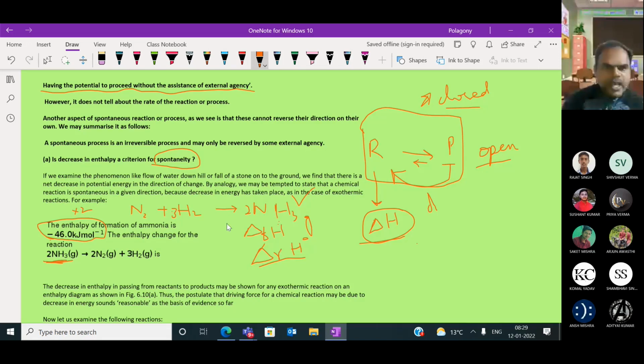Now I am reversing this reaction. So this is irreversible, right? And if this ammonia decomposition is taken in a closed system, what happens? See, is the forward reaction exothermic or endothermic? Minus is mentioned, no? Is the formation of ammonia exothermic or endothermic? Look at the equation and tell. Exothermic. Exothermic chemical reaction, very good.